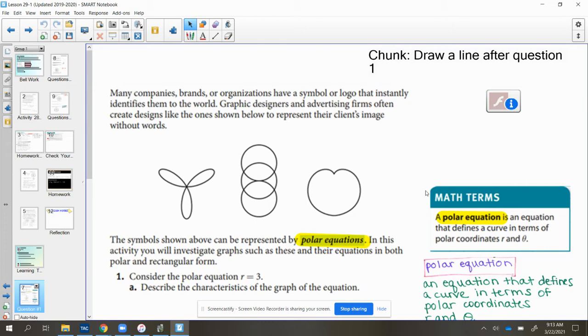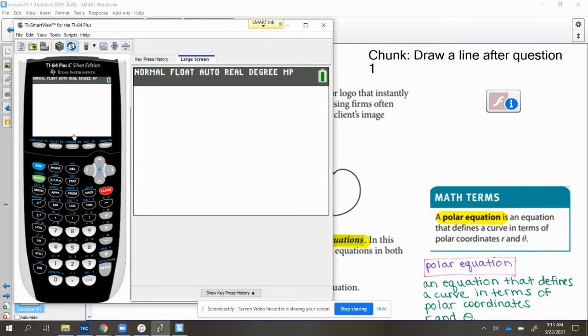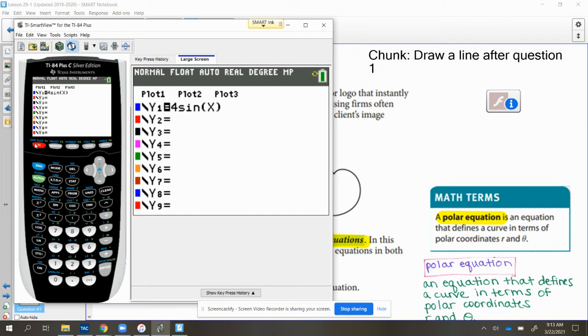When we talk about rectangular coordinates, if you look at the y equals menu on your graphing calculator, you have x's and y's, right? Everything is in terms of x and y. With polar equations, it's back to being in terms of r and theta.